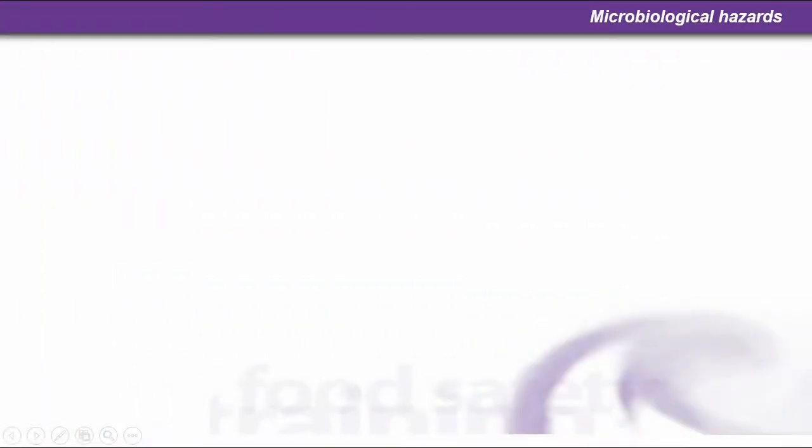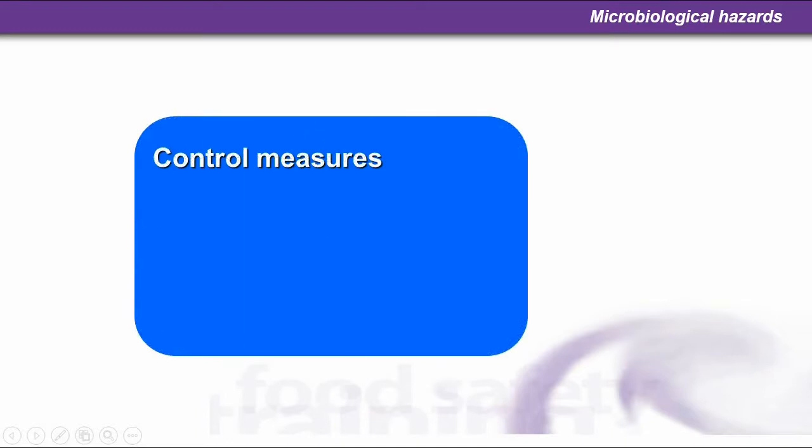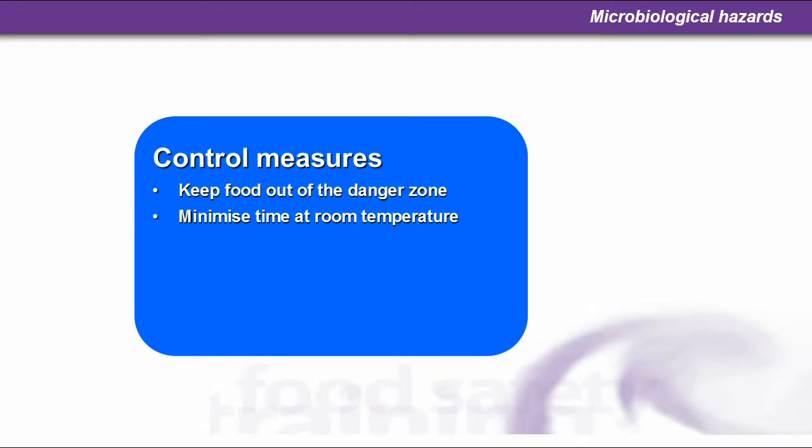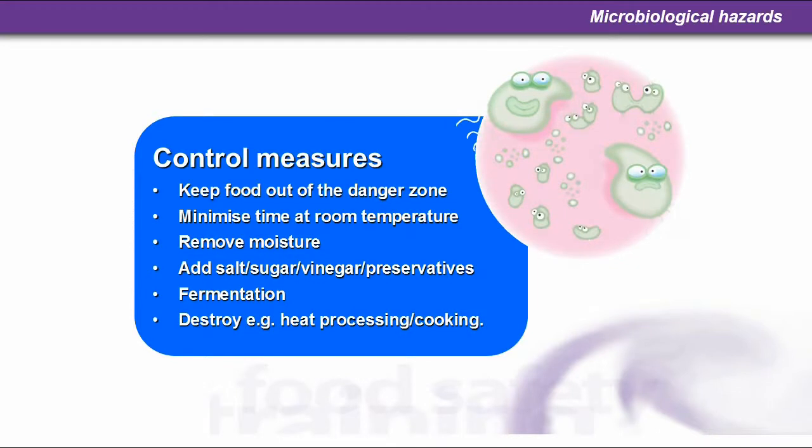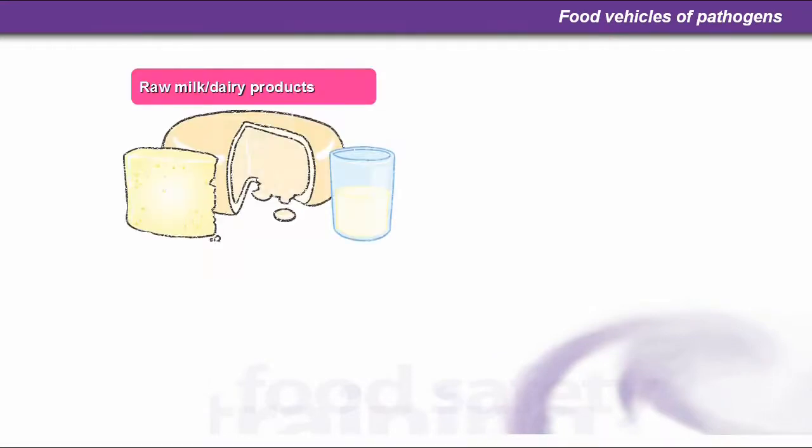Let's have a look at the microbiological hazards. Control measures for the hazards include keeping food out of the danger zone, which is between 5 and 63 degrees C, minimizing time at room temperature, removing moisture, adding salt or sugar, vinegar or preservatives, fermentation, which reduces the pH because obviously bacteria and microbiological entities do not like low pH, and destroying them, for example, by heat processing or cooking or steaming.